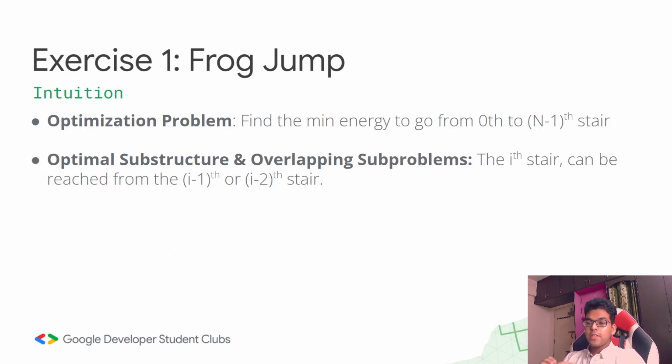Now let us come to the intuition and approach and see what keywords are there in the problem that can help us to solve it. So it is an optimization problem, which can be understood from the keyword minimum energy that is required to go from the first stair to the last stair. We can also observe that the optimal substructure and overlapping subproblems criteria are getting satisfied, as the current stair can be reached from 1 stair before or 2 stairs before. So we can classify this as a DP problem.